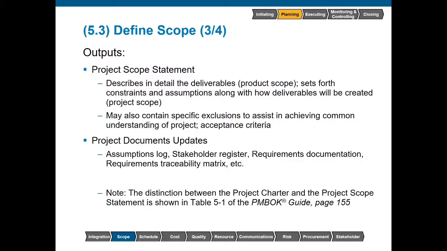With our project documents updates, as we are uncovering further assumptions or getting more information about the existing ones, stakeholder register. We do need to reevaluate which stakeholders will be impacted by the project based upon which requirements are being determined to be in or out of scope. The requirements documentation and traceability matrix. Now that we know which requirements are being included in the scope, we can go ahead and update this documentation accordingly.